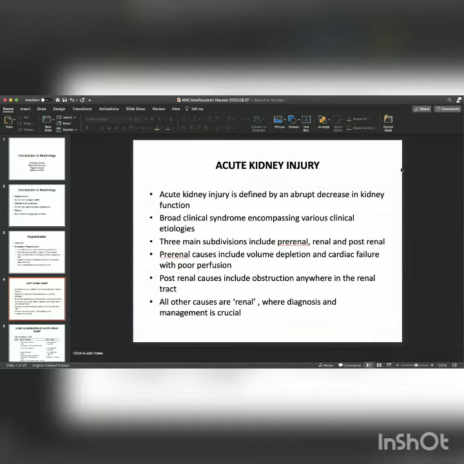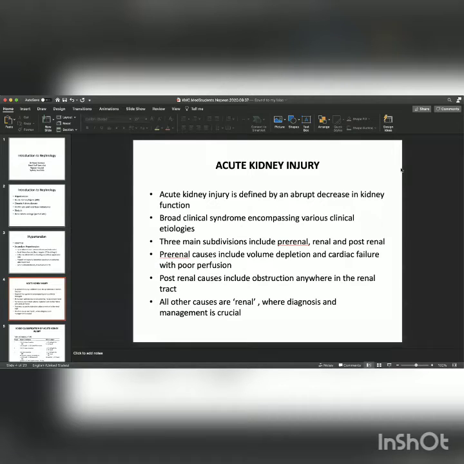Acute kidney injury is defined as an abrupt decrease in kidney function. It's a broad clinical syndrome, but the thing to remember is the two things that happen. One is you have a drop in kidney function manifested by a rise in creatinine and a drop in urine output. So when someone comes to the hospital emergency and you do the labs for them, and you find their creatinine, usually I think in India we use the ranges from 1.1 to 1.2 milligrams is the upper limit of normal.